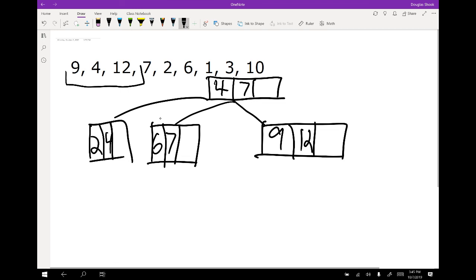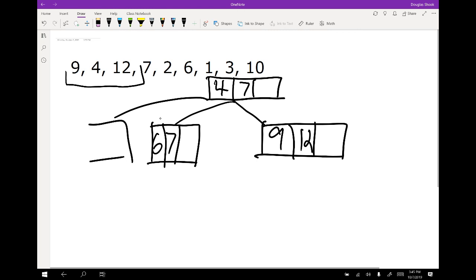And everybody's happy, right? All my leaf nodes have at least 2 values. My root, which is my only inner node, has 3 children. That's okay. Everybody's good to go. The 1. What happens with the 1? Simple case, right? That's the simple case. Nothing crazy going on there.